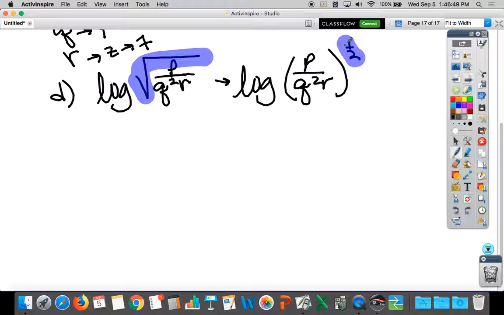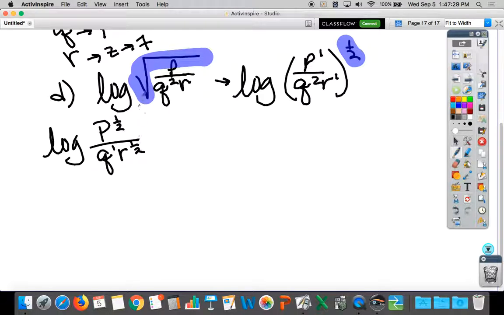When you raise a power to a power, what is the rule? What do you do to it? Multiply. So what's the power of this p? A 1. So 1 times 1/2 is 1/2. The power of the q is 2. 2 times 1/2 is 1. I can put it there if I want to. R's power is 1. When I raise it to the 1/2 becomes 1/2. I haven't expanded a thing yet.